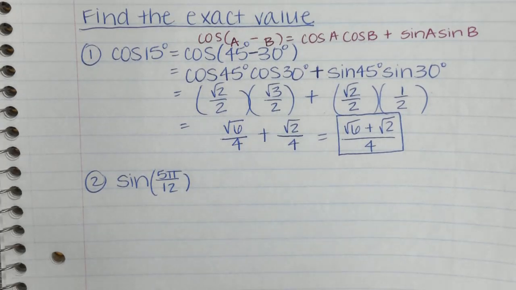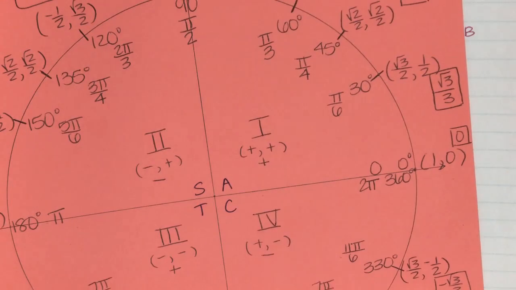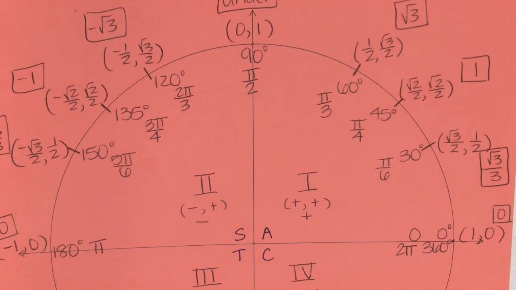All right, so 5 pi over 12. Again, the goal here is to find two angles on the unit circle, of which we know the sines and cosines, that add or subtract to give you 5 pi over 12. Here's my unit circle.